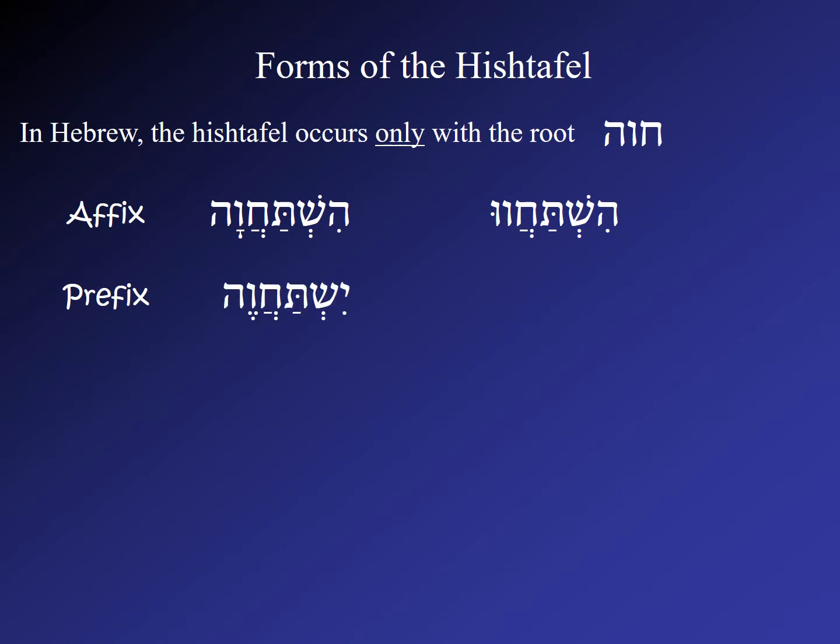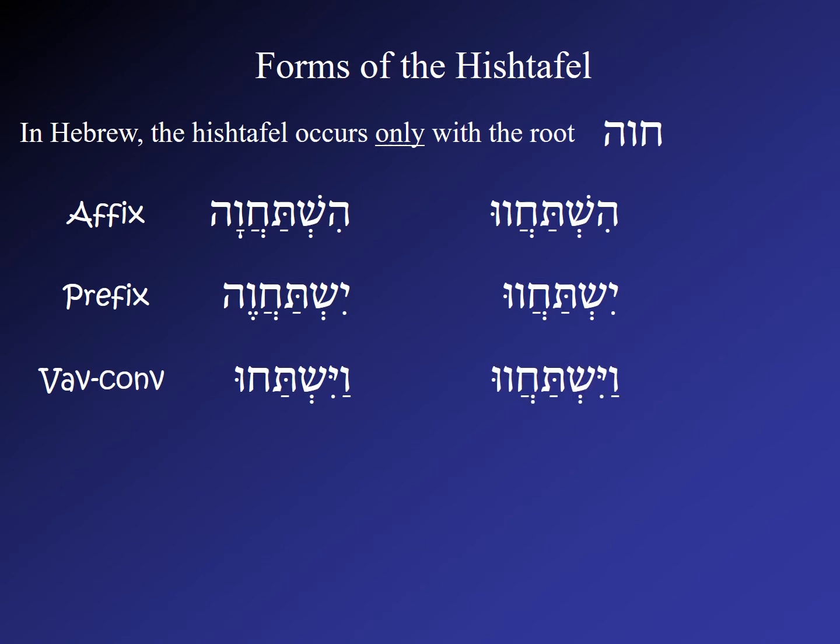In the prefix form, yishtachave. Like in the hifil, the hey here at the beginning has been replaced by a yod, so instead of hishta, you now have yishta. Yishtachave in the singular, third masculine singular, and the third masculine plural, yishtachavu. Vav conversive, vayishtachu, singular, vayishtachavu, plural. Participle, mishtachave, mishtachavim.